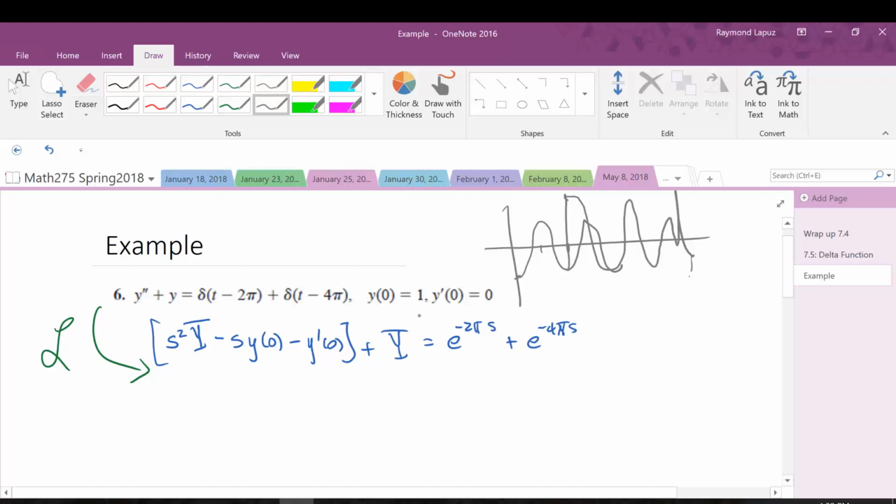Let's put in the values that we have. The first derivative is equal to 0. The original function is equal to 1. So we have an extra s here. So let's factor out the capital Y: s squared plus 1 times Y. And then let's bring this negative s over to the other side. So that's plus s, plus e to the negative 2 pi s plus e to the negative 4 pi s. And then all this will get divided by s squared plus 1.